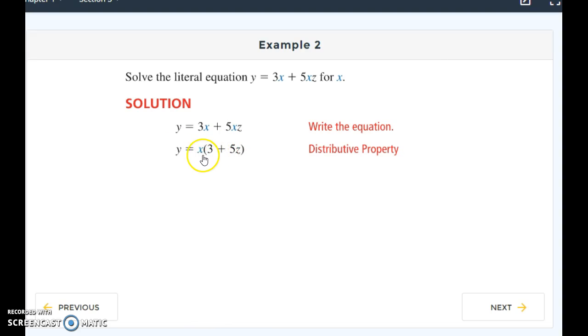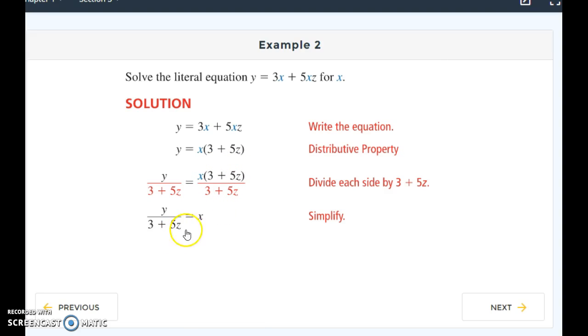Then I see that I'm multiplying x times this other thing. So I can divide each side by my 3 plus 5z, the whole thing. Then I can simplify. This goes away on the right side. And I know that none of these terms can cancel out or simplify on the left side, so I just write it and leave it like that. Then I rewrite my final answer: x equals y divided by 3 plus 5z.